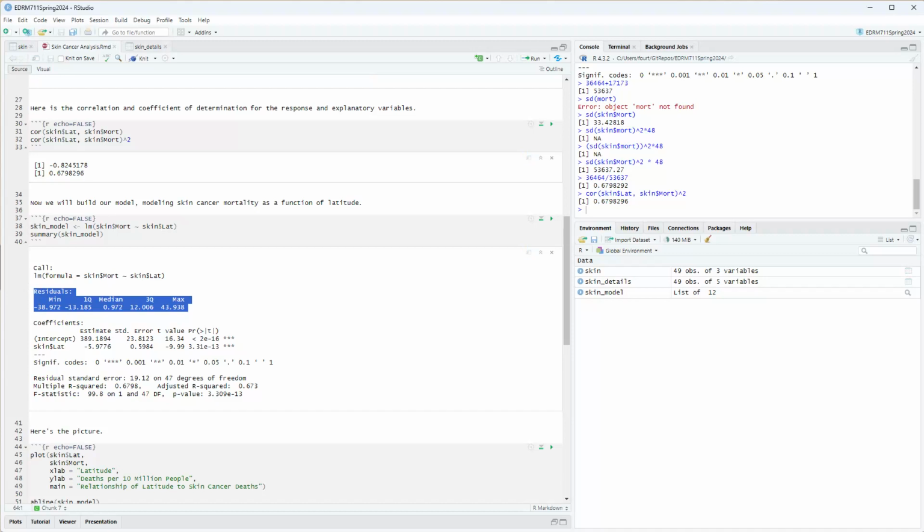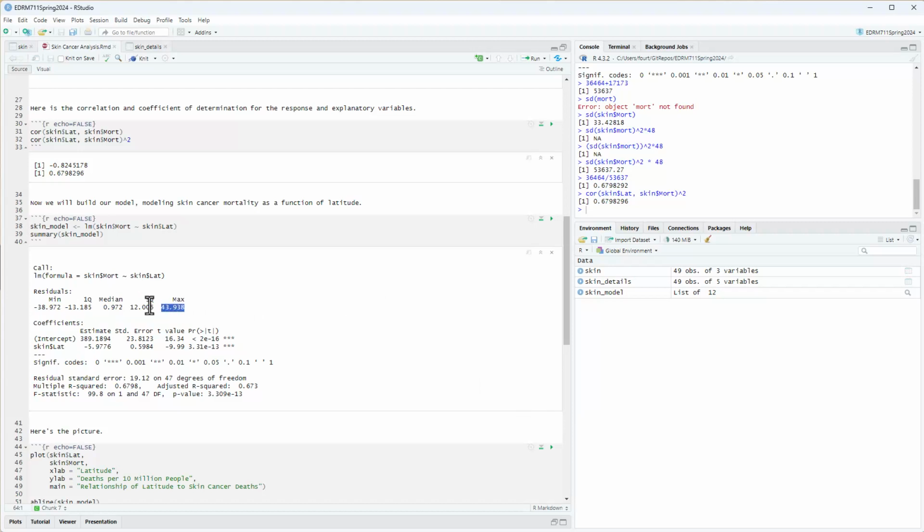So when we ran our model and got a summary of our model, one of the first things that appeared was this little summary, a 5-number summary of the residuals. That, in fact, is something that can help us understand our data, because we know the smaller the residuals are, the better the model's doing. But small is a relative term. This gives us actually absolute values.